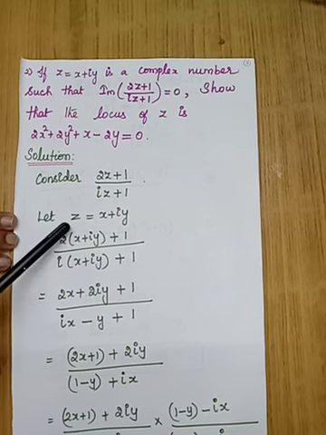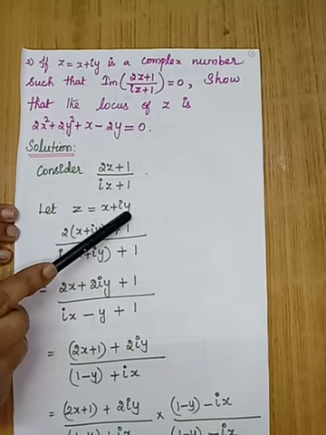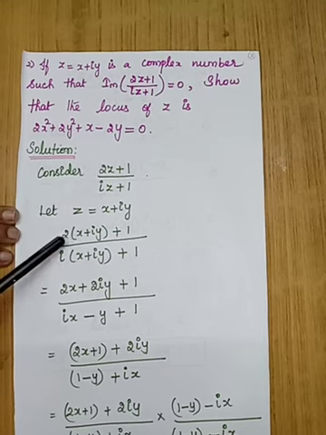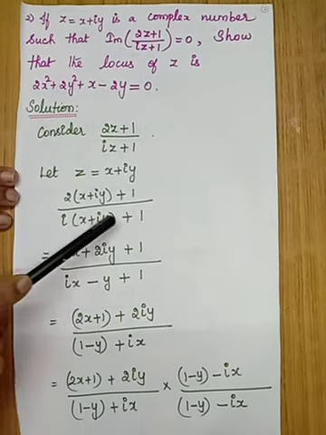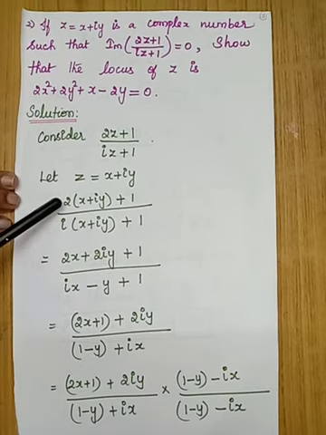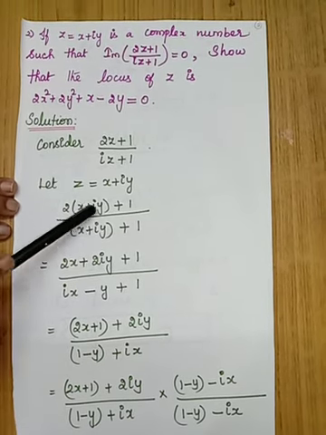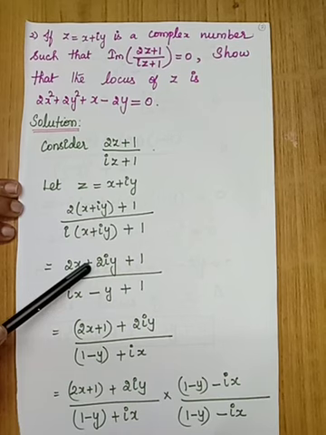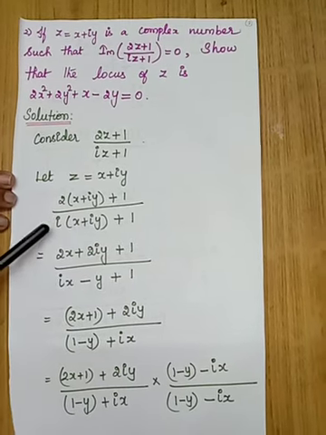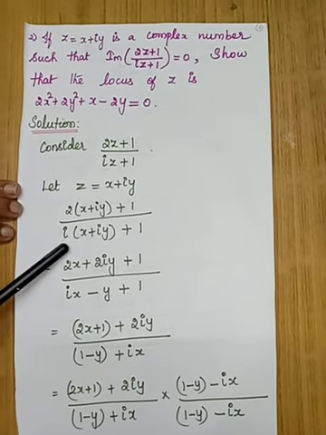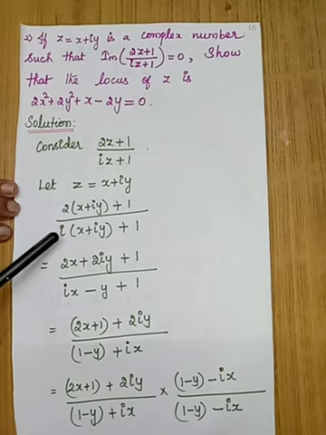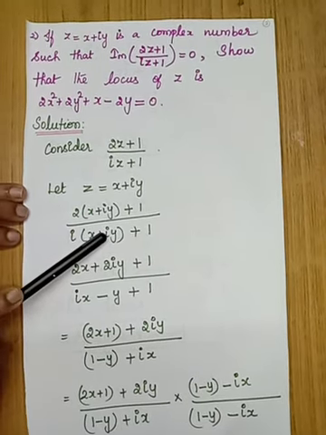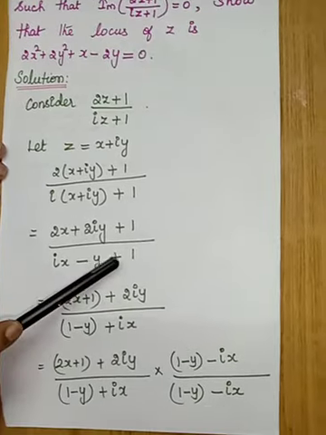In that I am going to substitute z is equal to x plus iy. So 2 into (x plus iy) plus 1. Here i into (x plus iy) plus 1. The 2 has to be multiplied with both the terms, so it becomes 2x plus 2iy plus 1. When you multiply i into x, it is ix. i into iy is i times i squared. i squared value is minus 1. So minus y plus 1.